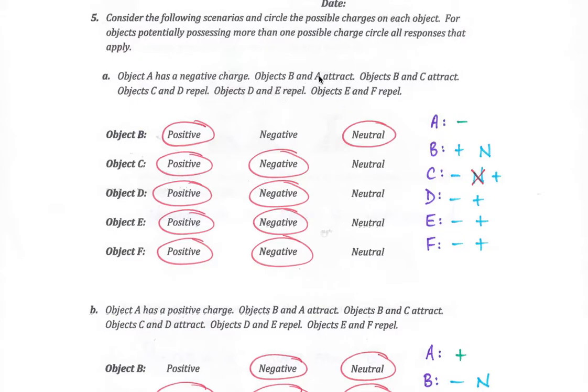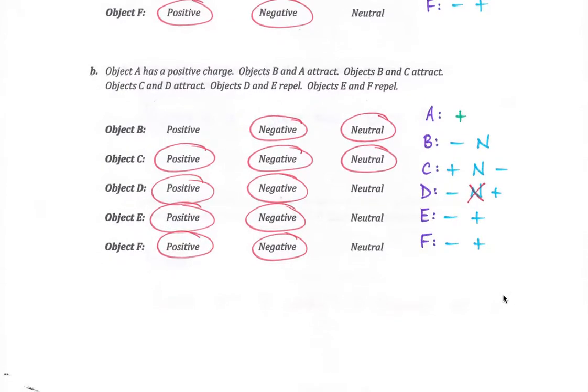D and E repel, E and F repel. Since everything just continues to repel, the same logic applies. E is negative or positive, F is negative or positive. So if I translate this over, B is either positive or neutral. C, D, E, and F can all be negative or positive, so those are options for the remaining four options.